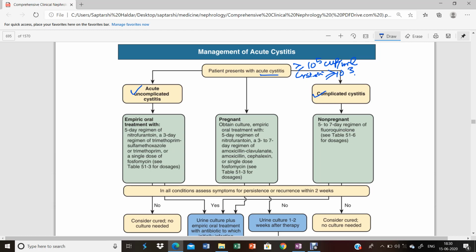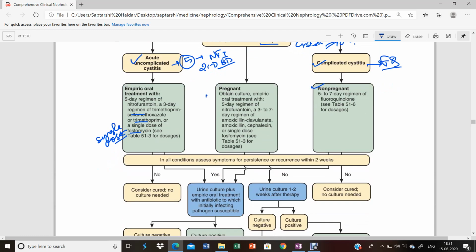For complicated cystitis, if the patient is non pregnant, then we use fluoroquinolone. And for uncomplicated cystitis, we use a 5-day regimen of nitrofurantoin, dose is 200 BD, or we may use sulfamethoxazole and trimethoprim or fosfomycin. If we give fosfomycin, we give a single dose. If the patient is pregnant, then fluoroquinolone is contraindicated. We use amoxicillin without clavulanic acid, or a single dose of fosfomycin.